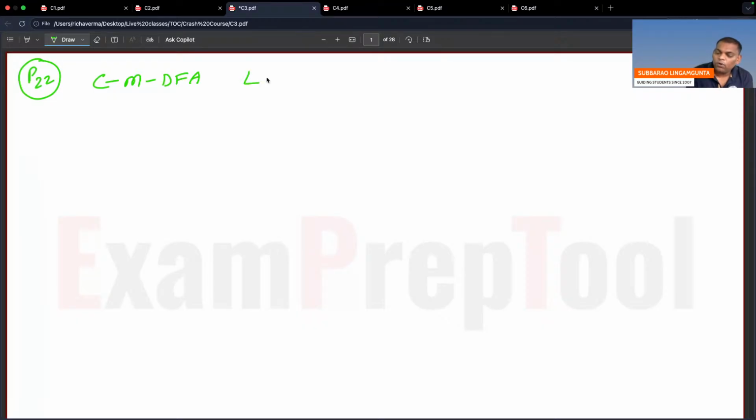Construct minimal DFA for the language L is equal to A power M, B power N, where M comma N greater than or equal to 0. This is the problem. Assume that. One important thing I want to say to you, everyone listen.